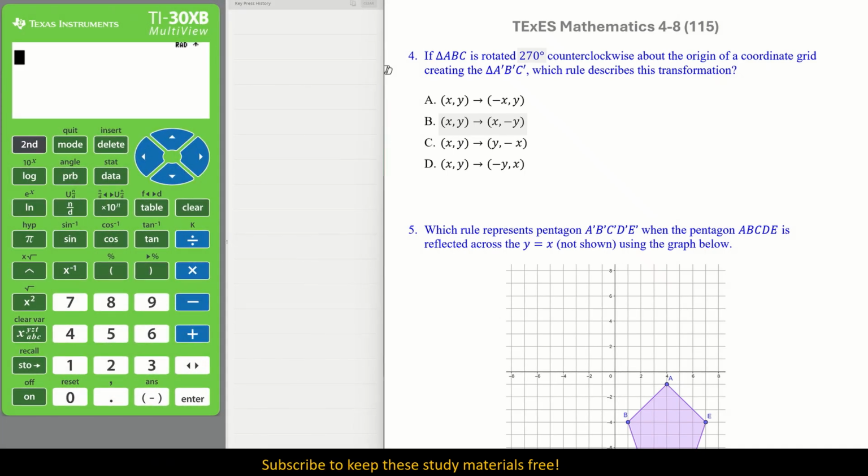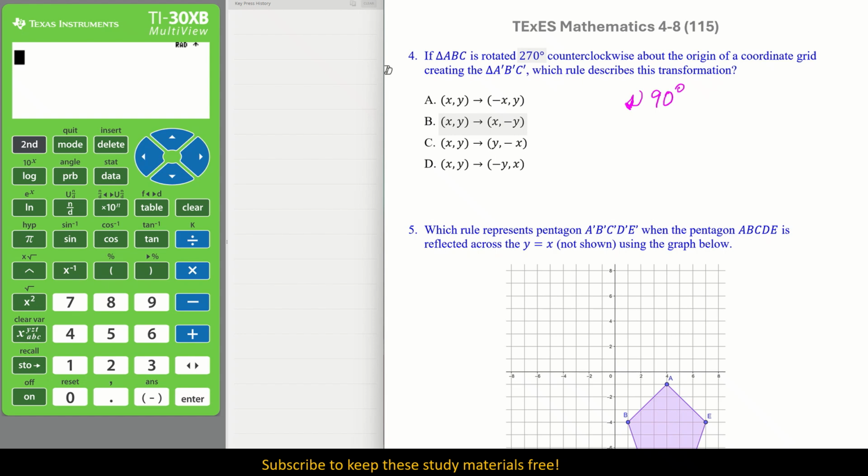Number 4, if triangle ABC is rotated 270 degrees about the origin of a coordinate grid, creating the triangle A prime, B prime, C prime, which rule describes the transformation? Okay, now rotating counterclockwise 270 degrees is the same as rotating clockwise 90 degrees. So if you draw yourself a Cartesian coordinate, you would be able to see that.